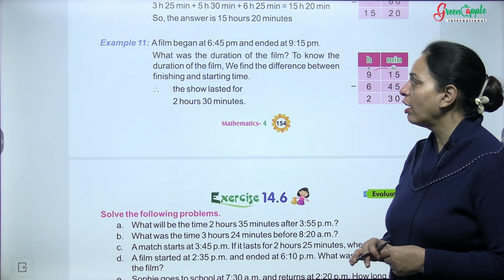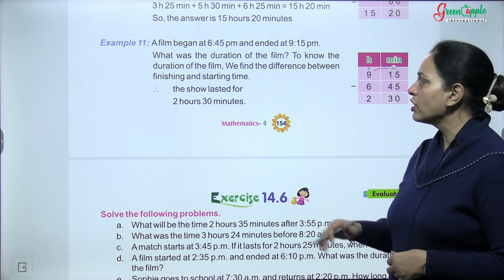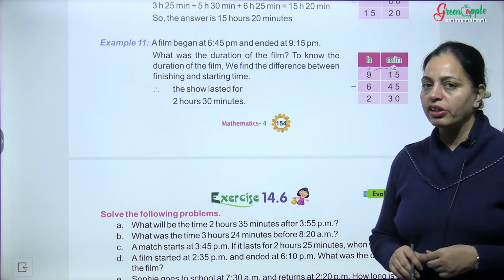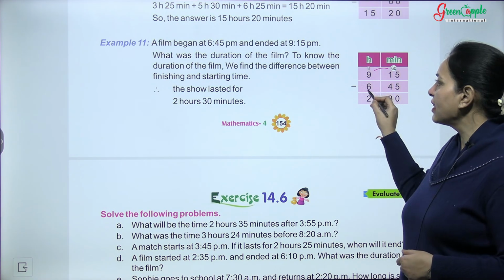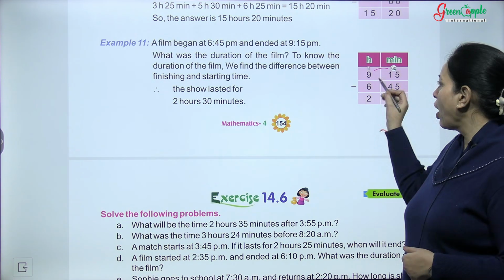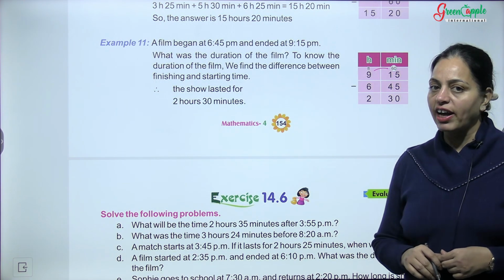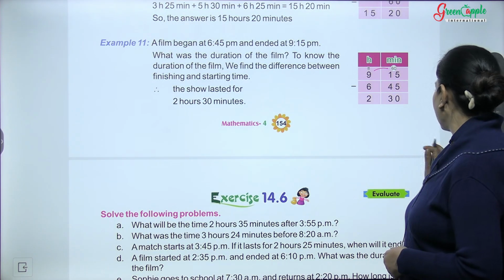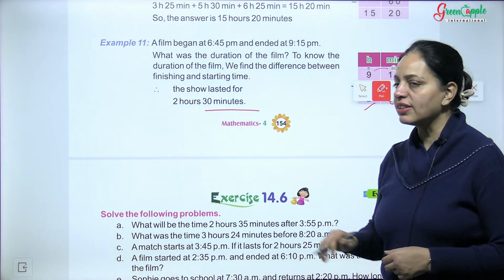Now example 11. A film began at 6:45 p.m. and ended at 9:15 p.m. What was the duration of the film? To know the duration of the film, we find the difference between finishing and starting time. So 9 hours 15 minutes minus 6 hours 45 minutes. So 45 from 15 we can't do. So we will borrow 1 hour. 1 hour means 60 minutes. So 60 plus 15 is 75 minutes. So 75 minus 45 is 30 minutes. And here 8 hours left. 8 minus 6 is 2. So 2 hours 30 minutes.